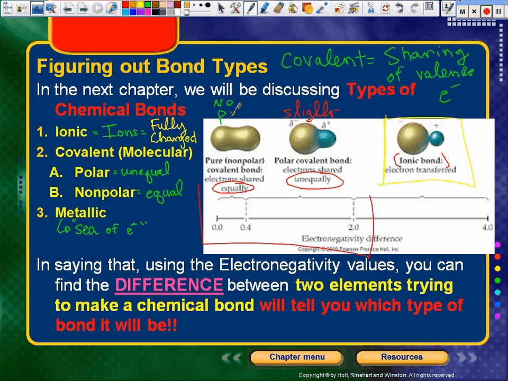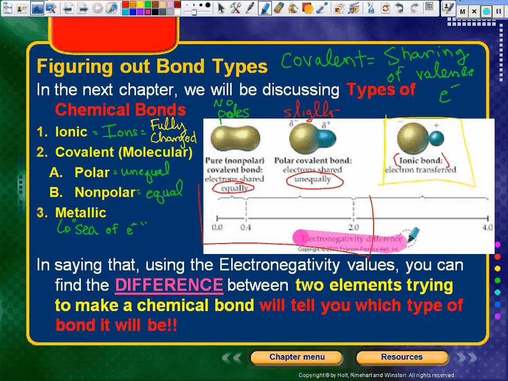All right, the last thing in that picture I want you to notice is this part right here where it says electronegativity differences. How can you find those numbers? That scale that I gave you, and you'll just subtract them. We'll learn that in the next chapter, okay? In saying that, using the electronegativity values, you can find the difference between the two elements. Trying to make a chemical bond will tell you which type it will be.